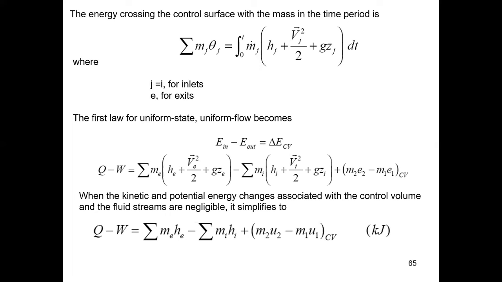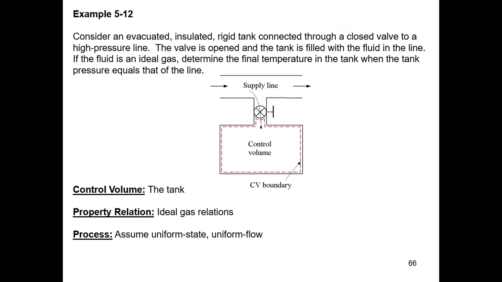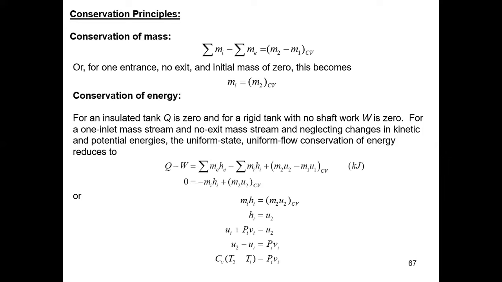What is U? U is the internal energy. So consider an evacuated, insulated, rigid tank connected to a closed valve through a high pressure line. The valve is opened and the tank is filled with fluid. If the fluid is an ideal gas, determine the final temperature in the tank when the tank pressure equals the line pressure. Okay. Control volume is the tank. Property relations, ideal gas relations. Assume uniform state, uniform flow.